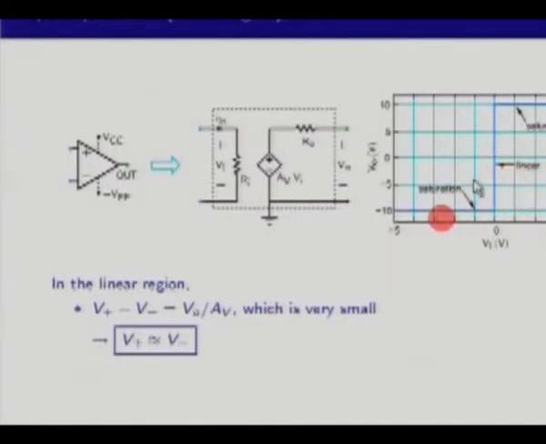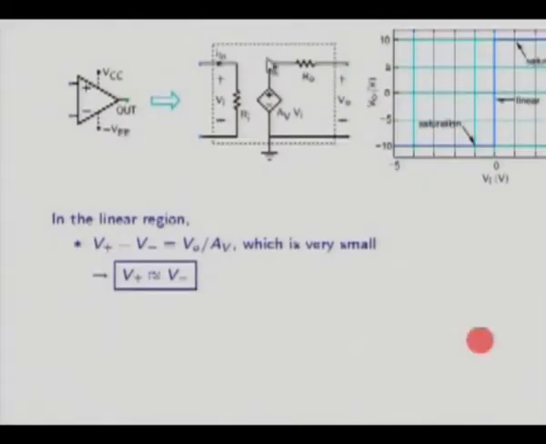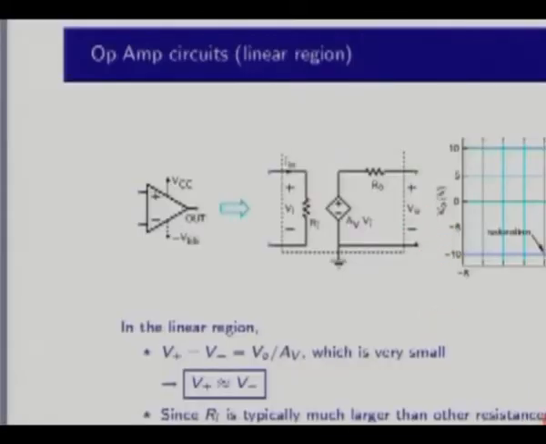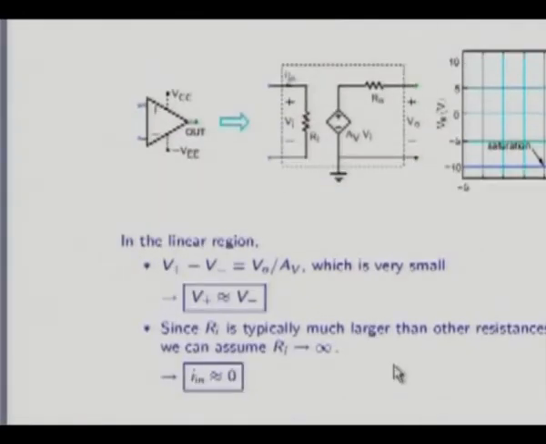If it is not, if it's in this region or in that region, then of course we cannot say any such thing, and indeed there are circuits in which V plus and V minus can be vastly different. That's one. That is simply following from the fact that the op amp is operating in the linear region and that the gain is large.